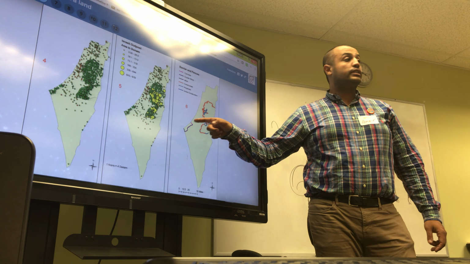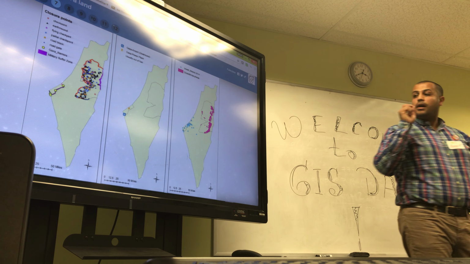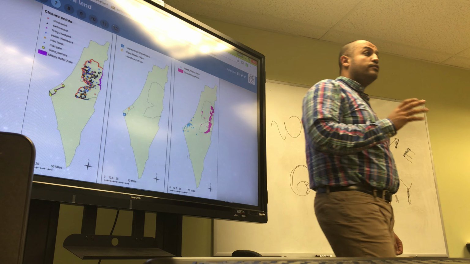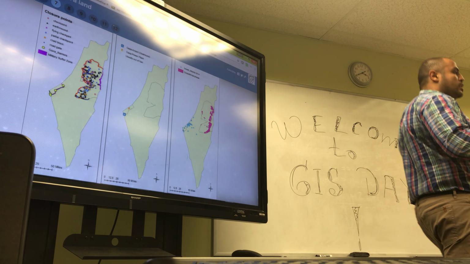Not only this, they added a lot of road closures, all this data from the website online. They put road closures and stop points, checkpoints. It's about 494 in this area. Imagine 400 stop points. If you want to go to work, you have to pass checkpoints in this small area.